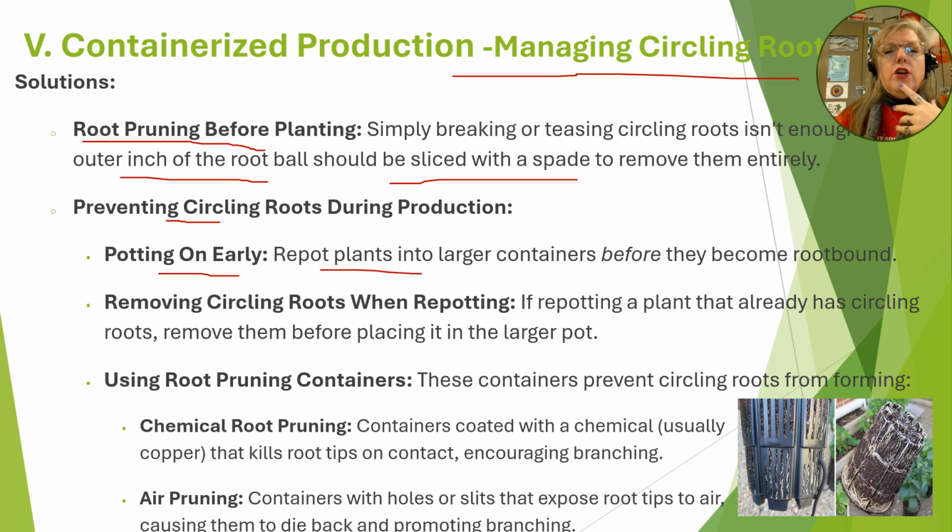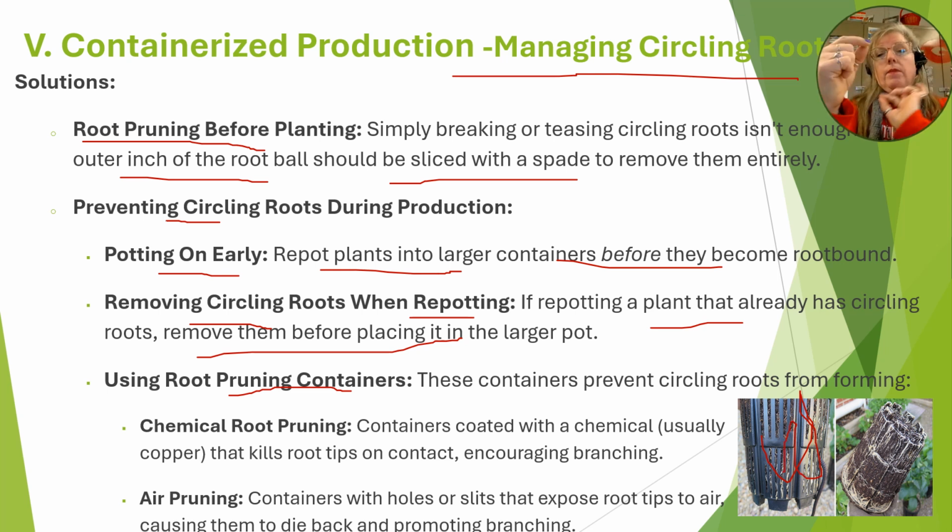So to prevent this, potting on early. You're going to replant the pots into larger containers before they become root bound. So every so often you have to expand them so the roots can continue to grow. When you are repotting the plant, you need to remove those circling roots. If it's already started circling, you got to remove them before planting it into a larger pot, or it'll just continue. There's these things called root pruning containers. You see this where they've got these air slits in them, and some of them look like pokey bits coming out on the side. They prevent the circling roots from forming. Somehow or another, having the air reaching these keeps them from circling.